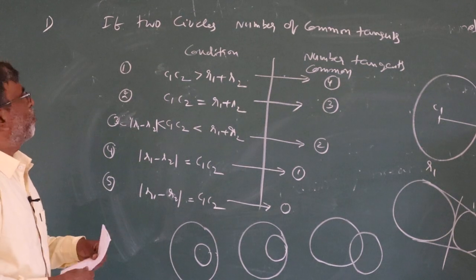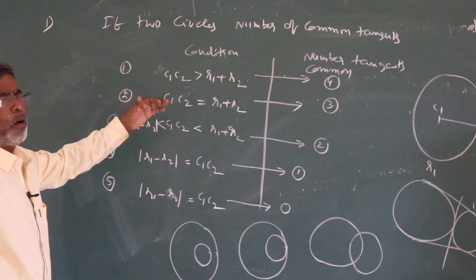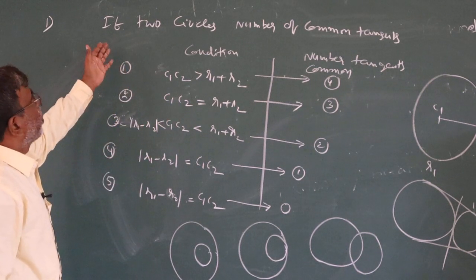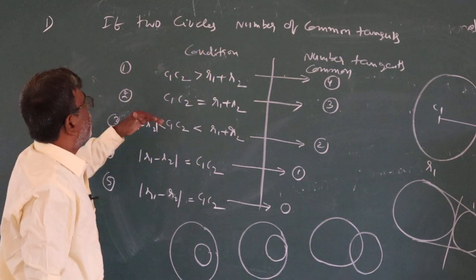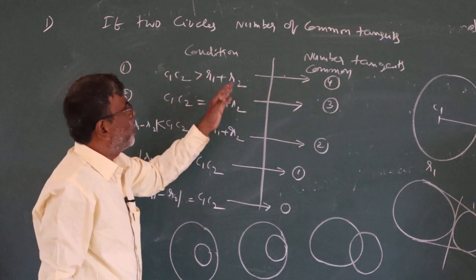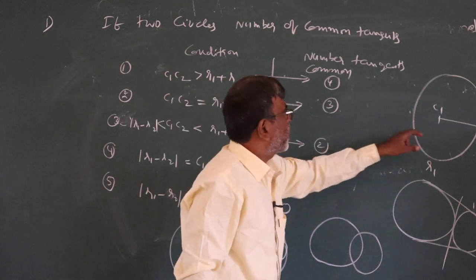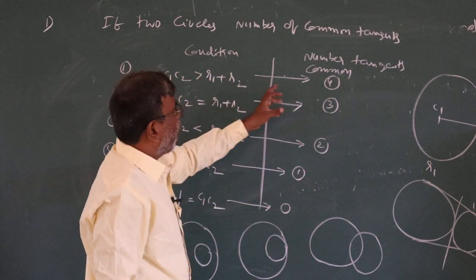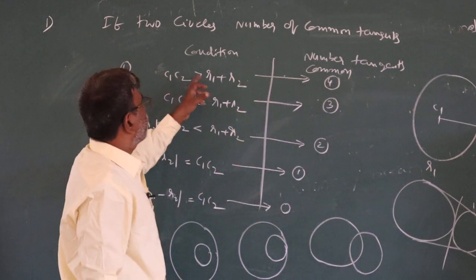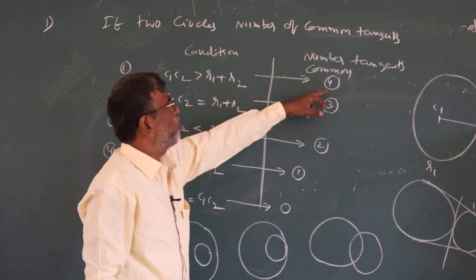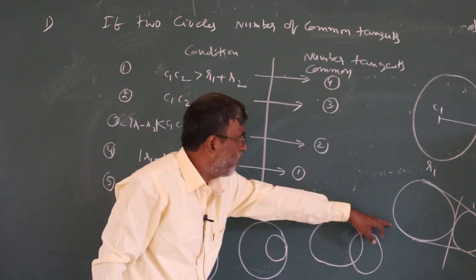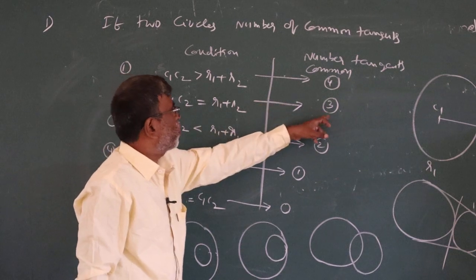This is a very important formula given so many times in competitive exams, CET or JEE. Two circles, number of common tangents. Condition C1C2 greater than R1 plus R2, the circles do not intersect. C1, C2 are the centers, R1, R2 are the radii. So the number of common tangents is 4. If C1C2 equals R1 plus R2, they touch externally, so the number of common tangents is 3.